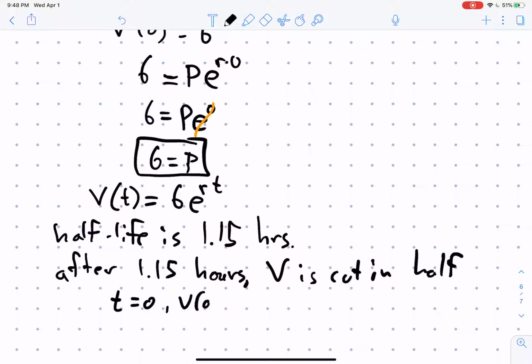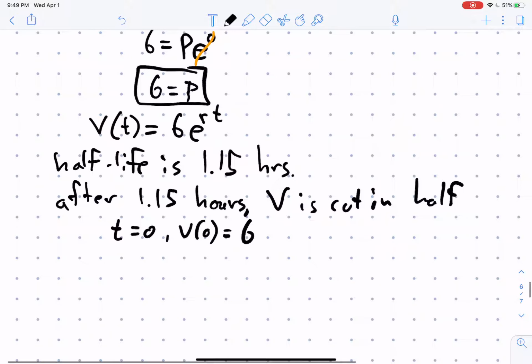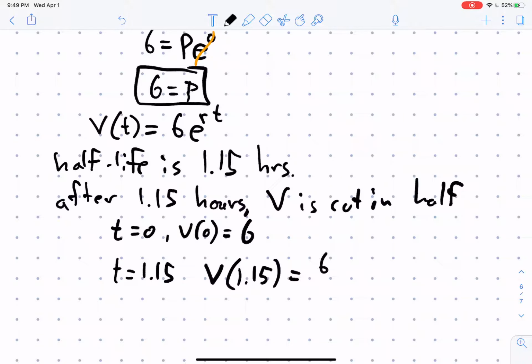We had that V of 0 was equal to 6. And the idea is that if we wait 1.15 hours, so at time equal 1.15, well, the number of viruses left, V at that time, 1.15, will be half as big. It'll be equal to 6 over 2. It's cut in half, which of course is 3. And this somehow gives us a new time, 1.15, and a new number of viruses, 3 billion.